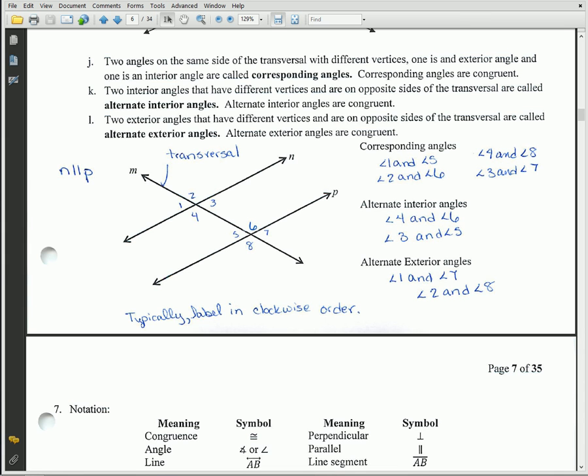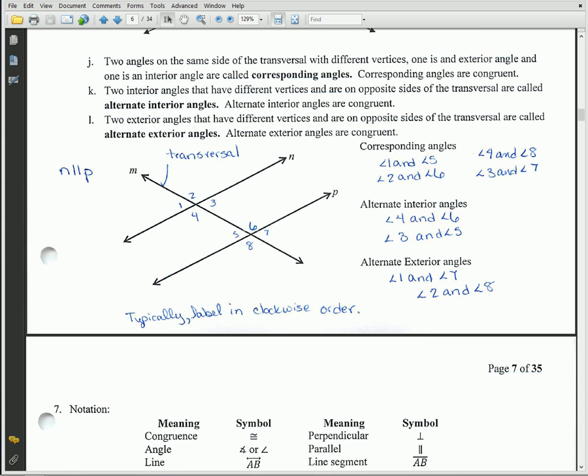Alternate exterior angles are on the outside of the parallel lines. So 1, 2, 8, and 7 are my exterior angles. 1 and 7 are congruent because they're alternate. 2 and 8 are congruent because they're alternate.